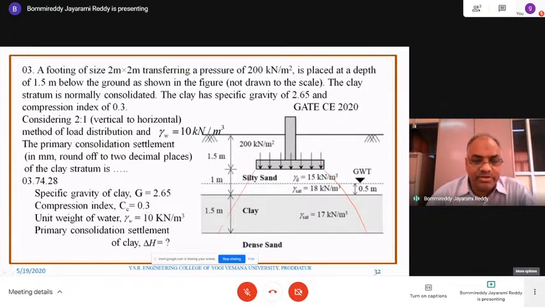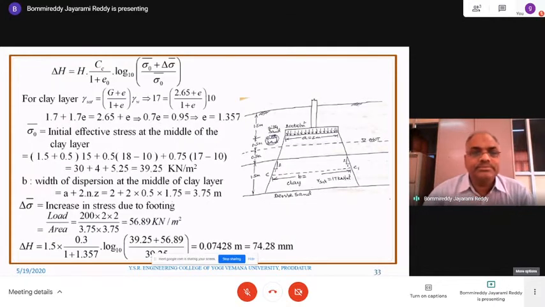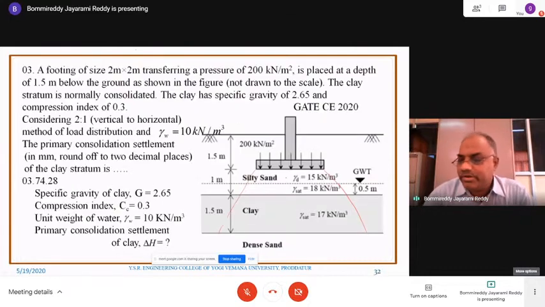What is the delta H value? What is delta H? What you have to do? In the formula, there is a term H. What is the thickness of the layer? Thickness of the layer H will be equal to 1.5. You can see what is the thickness of the clay layer. Okay, look at the diagram.